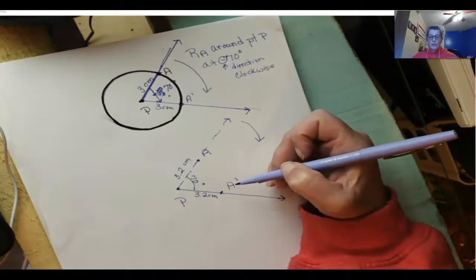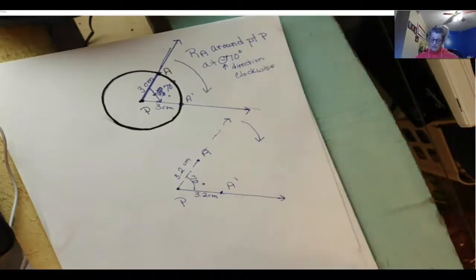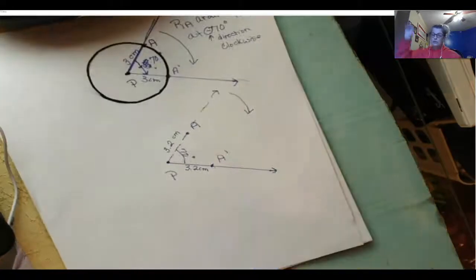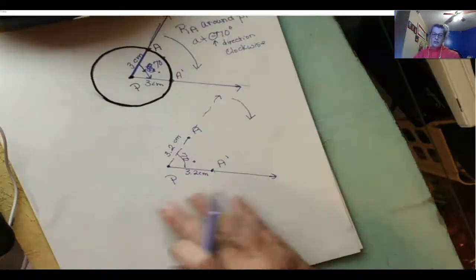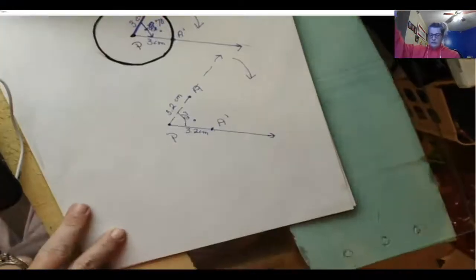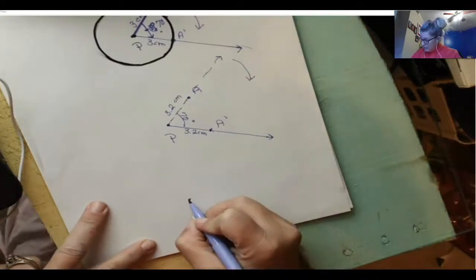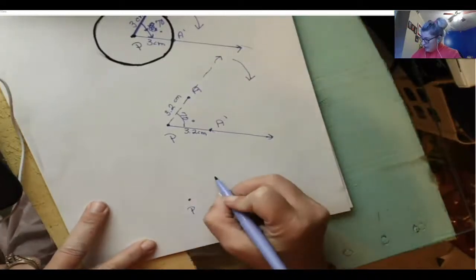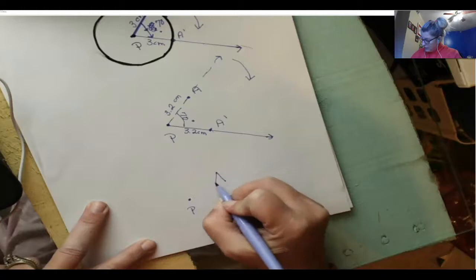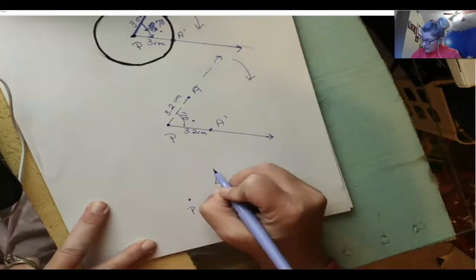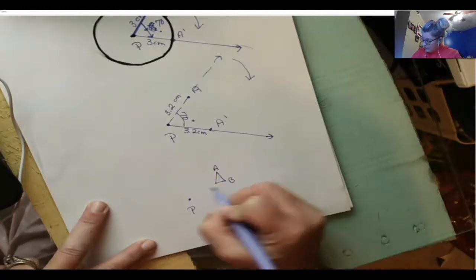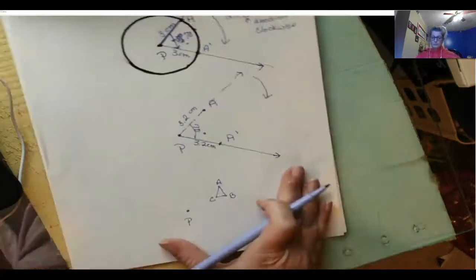Now, if we have multiple figures, we're going to do the same thing. But let me show you a trick. If you're having a hard time doing these measurements and everything, let's say you had a point, let's say P, and let's say we had a triangle. Okay, here's A, here's B, and here's C.